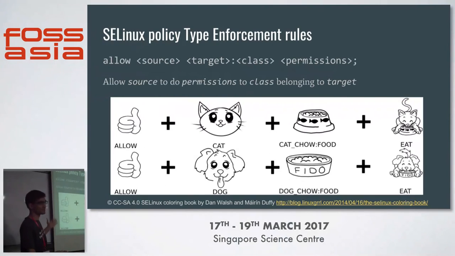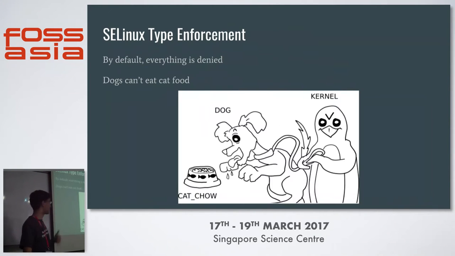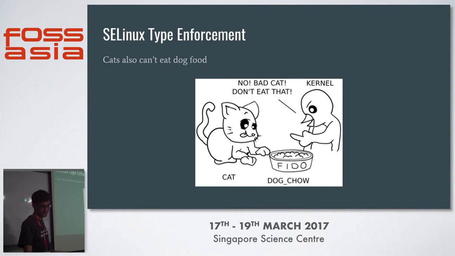Basically, this is what SELinux rules look like. Everything is denied by default. And then you have a source, a target, a class, and a bunch of permissions you can do to it. So you allow the cat to eat food that is the cat food, and you allow the dog to eat food that's the dog food. And that makes sense. And everything else is denied by default. So if the dog tries to eat the cat food, the kernel says no and pulls the leash. And similarly, if the cat tries to eat the dog food, you don't get anything either. And the penguin gets really angry at you. Yeah, the coloring book's awesome. You should totally do it.